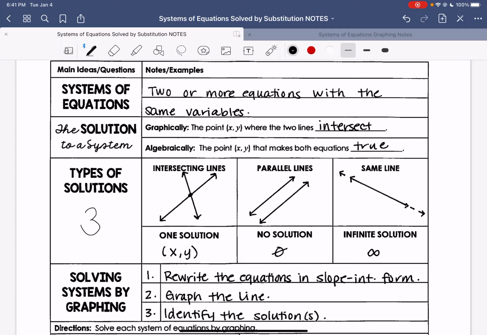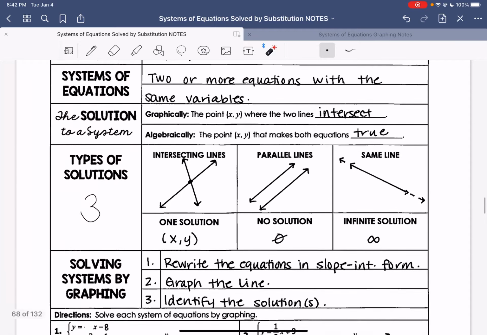The first type is intersecting lines, and when we have intersecting lines, we have one solution. So that means those lines are only going to cross at one point. If we have parallel lines, these lines will never cross, and that will result in no solution. And the third one is where the two lines are the exact same, meaning they have the same slope, same y-intercept, and they will cross over each other, which results in infinite solutions.